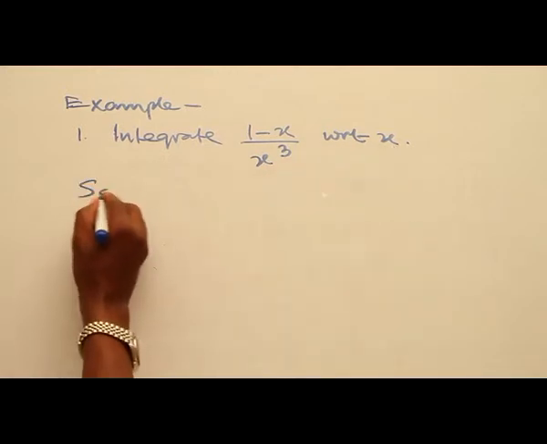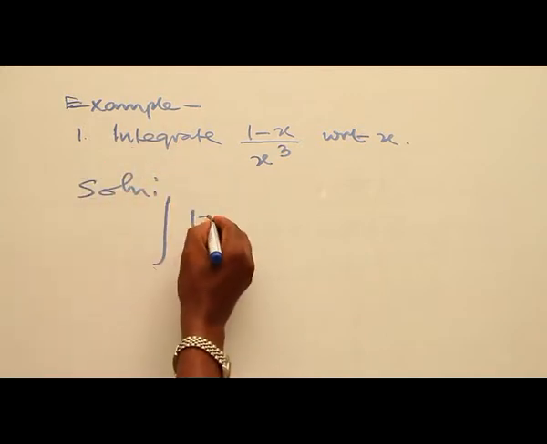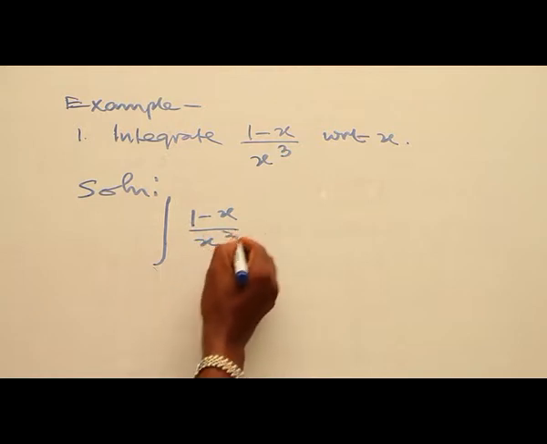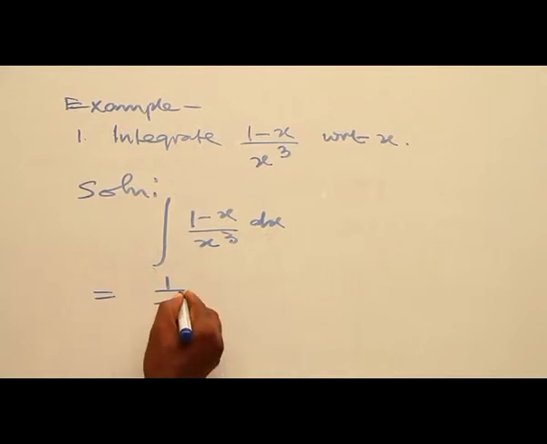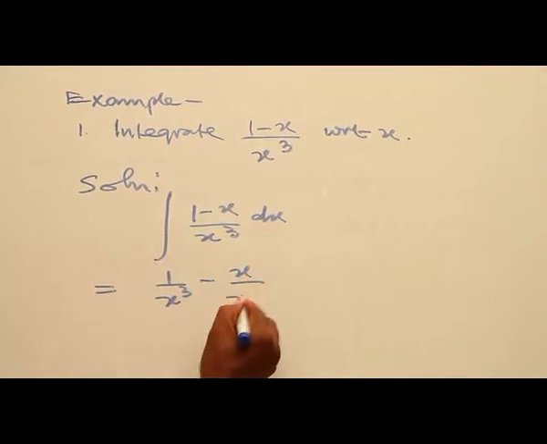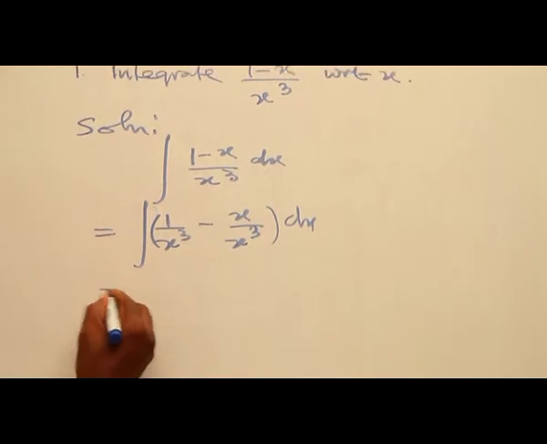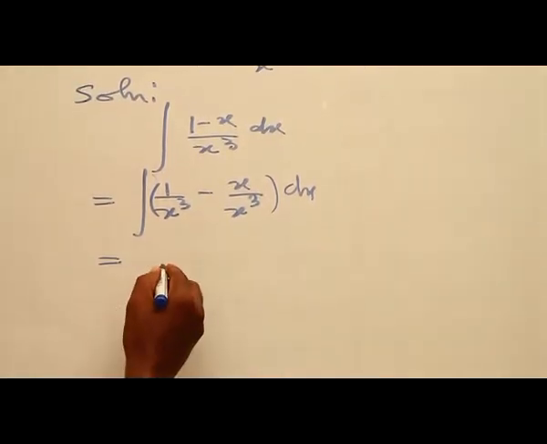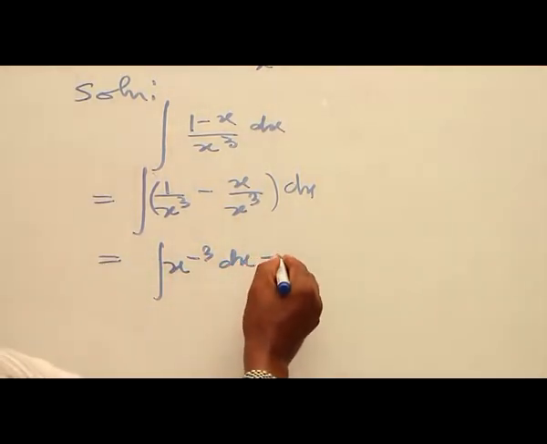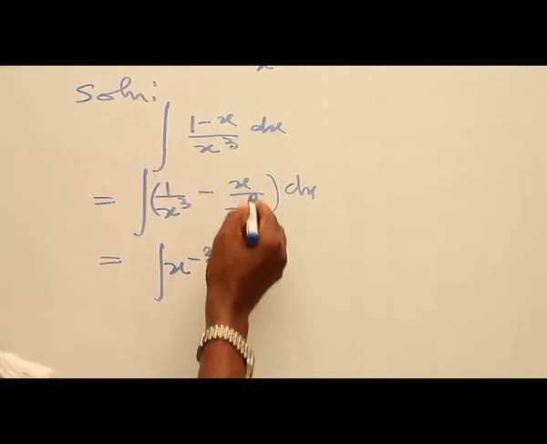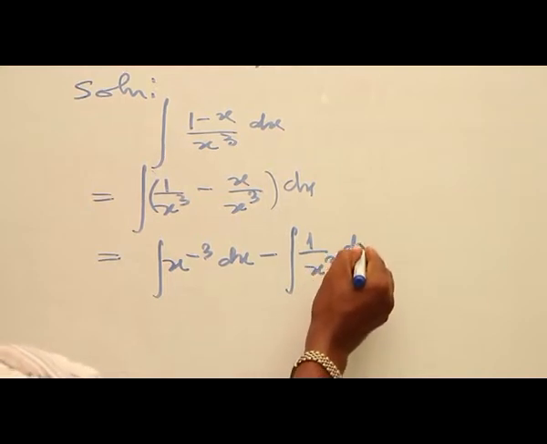Now our solution in this regard: to integrate means you have the symbol, (1 minus s) all over s cubed, with respect to s. Now we will do this as 1 all over s cubed minus s all over s cubed, with respect to s. So this will give you s raised to the power minus 3 to integrate, minus, s will cancel one of the s here, so you are left with 1 all over s squared with respect to s.